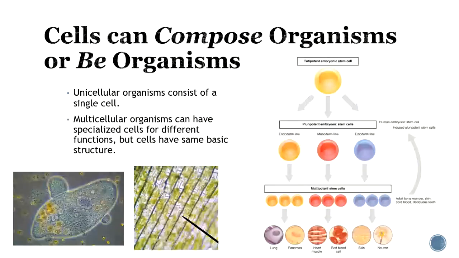So it starts with this statement at the top. Cells can compose organisms or actually be organisms. So you can be a unicellular organism, so a single cell. An example is this little protist right here. It's just one single cell that makes up this entire organism.